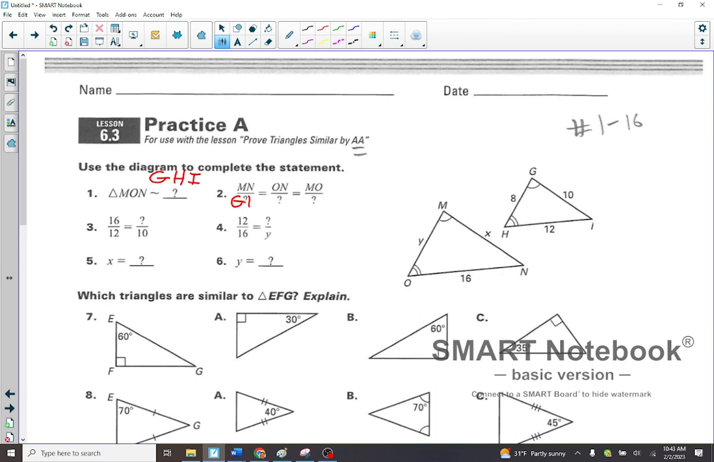So then, 16 over 12, and you can fill in the other blanks. The answers are all on the second page or something like that, so all the answers should be included with this.